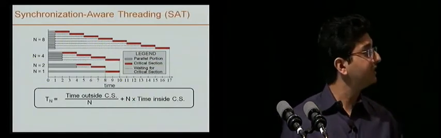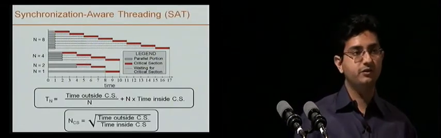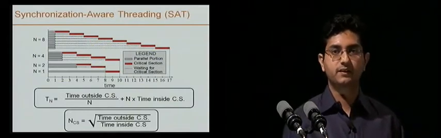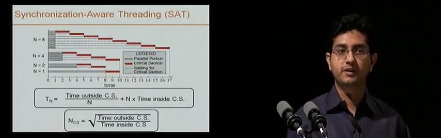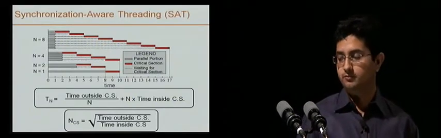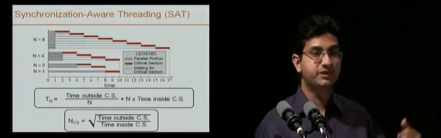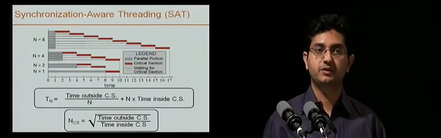If we take the first derivative of this equation and equate it to 0, we find that execution time minimizes when the number of threads, NCS, is equal to the square root of the time outside the critical section divided by the time inside the critical section. This implies that even if only 1% of the time is spent inside the critical section, performance saturates at 10 threads.